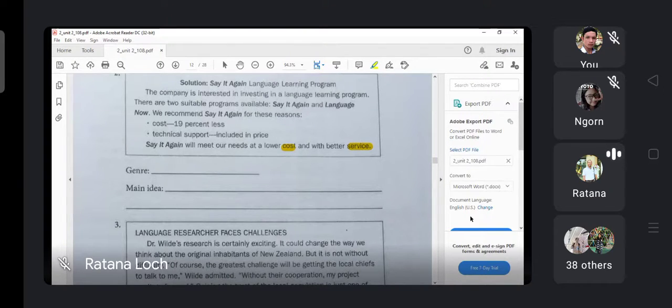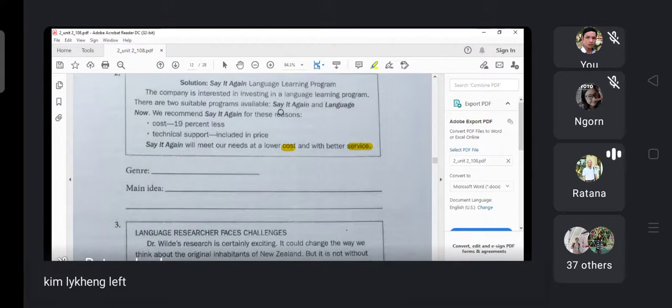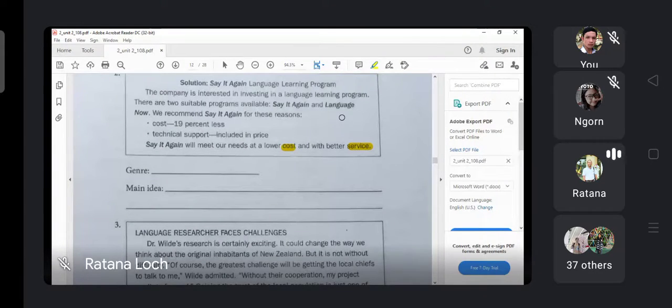Okay, so did you agree with that? If you look at here, yes, it's like the thesis statement, right? The thesis statement. So you have two suitable programs available. So you have to explain, say it again. Number one, Language Now. So you have this like the thesis statement. You can see that. But the last sentence, we focus on it because they focus on the cost and the service.